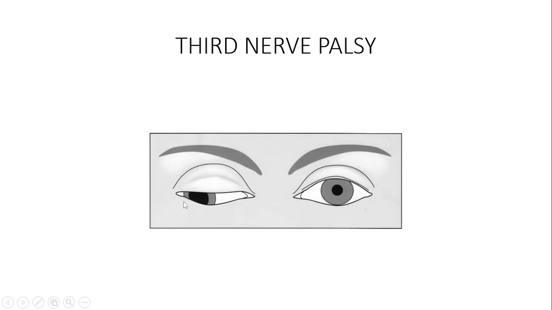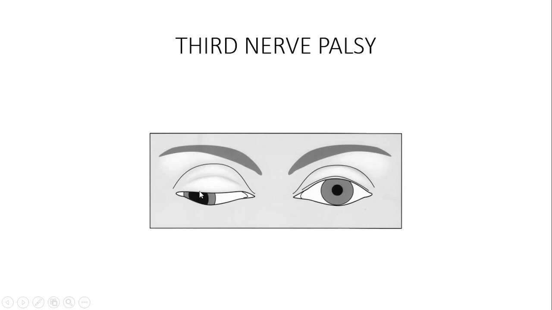Number two, the antagonist for the inferior oblique muscle is what? The superior oblique muscle. So if the inferior oblique muscle has a palsy, it means the superior oblique muscle will take over. Interestingly, the superior oblique muscle is not innervated by the third cranial nerve, for it is innervated by the fourth cranial nerve, which is known as the trochlear nerve. And what does it do? It supplies the superior oblique muscle, and the superior oblique muscle brings the eyeball downwards.